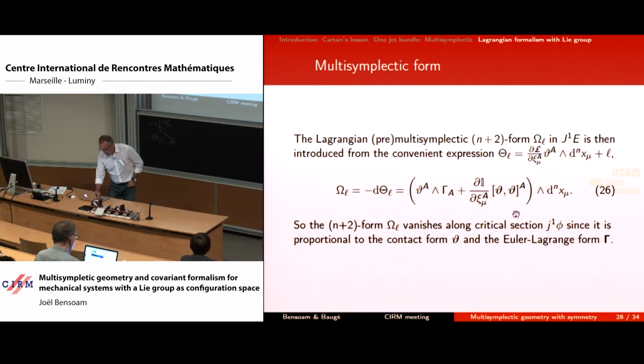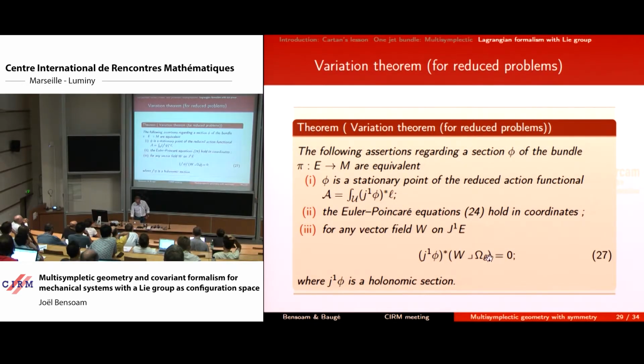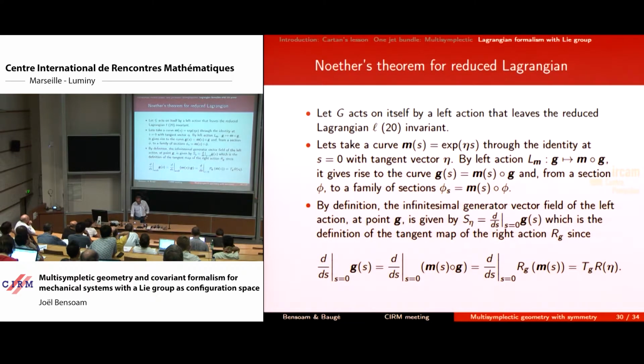And you have also a term corresponding to the fact that the Lie group is not automatically... how do you say that? Well, forget it. And we can also apply the variation theorems. It's exactly the same. And now, to answer the question, what happens when we apply the Noether theorems?